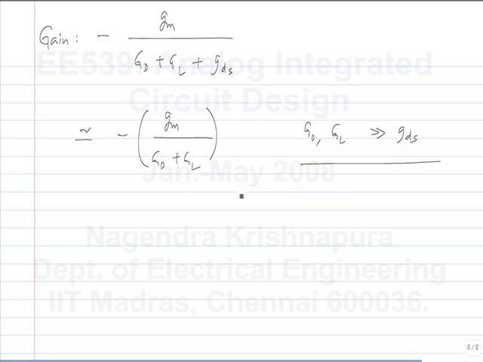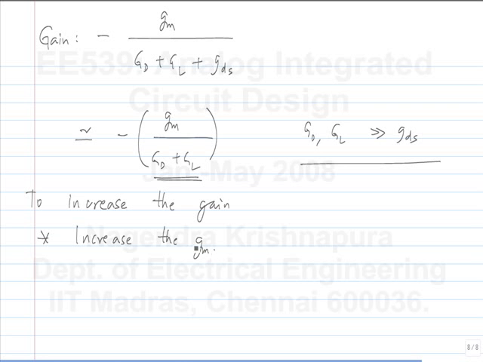Okay. So, to increase the gain, let's assume that GD and GL are sort of fixed. They are loads that are given to you. Okay. So, you increase the GM, and this can be done either by increasing the aspect ratio or increasing the quiescent drain current. Okay? So, either of these two will work.